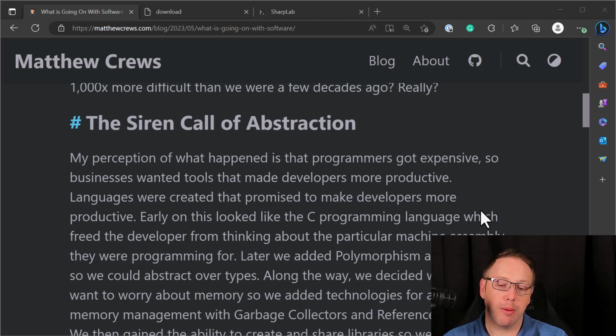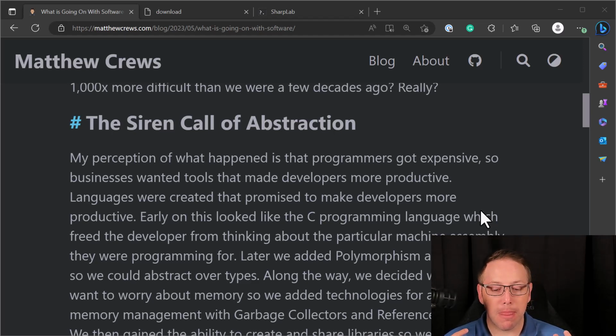And so we were able to target multiple CPUs with the same code base. So that's a very useful and powerful abstraction. But we have added many layers of abstraction on top of that. One example is garbage collectors. And so like, hey, we don't want to have programmers dealing with the minutia of managing memory. So we will create systems for automatically doing that for them.